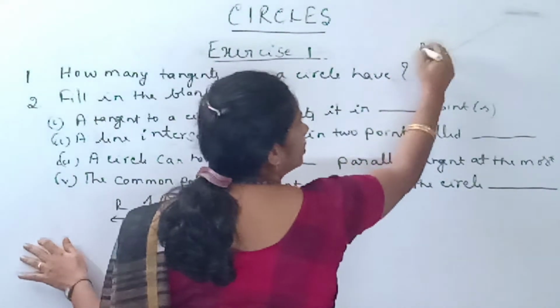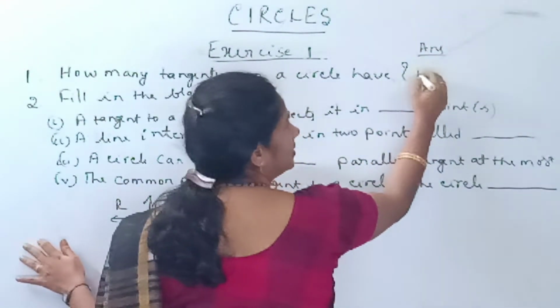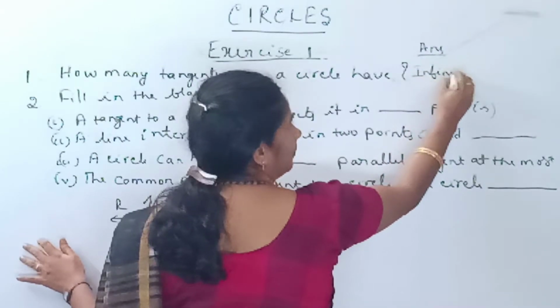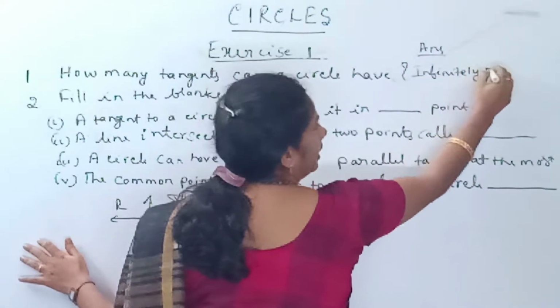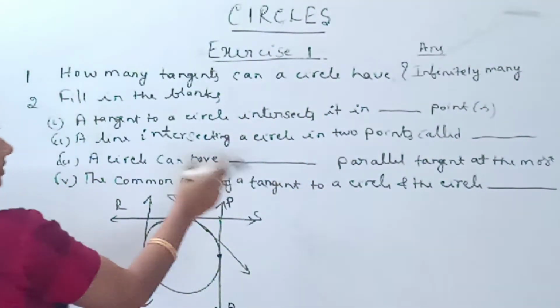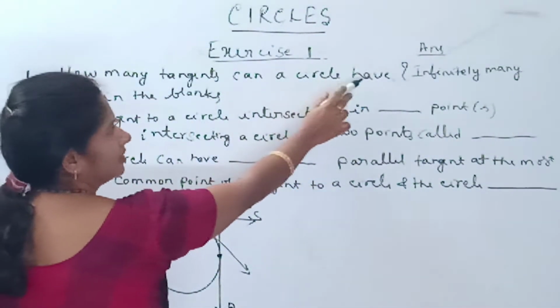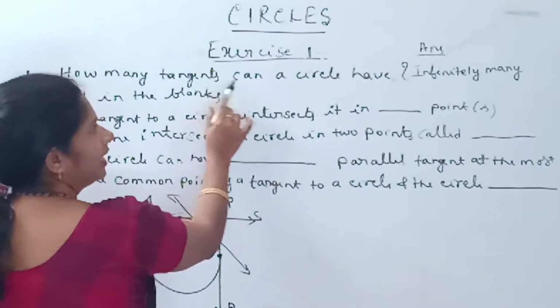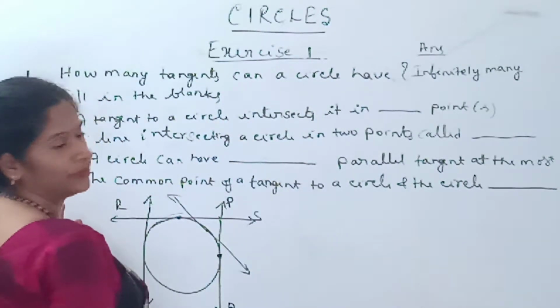So you can write down, children, the answer: infinitely many tangents you can draw in a circle. Or, how many tangents can a circle have? Infinitely many tangents can a circle have.